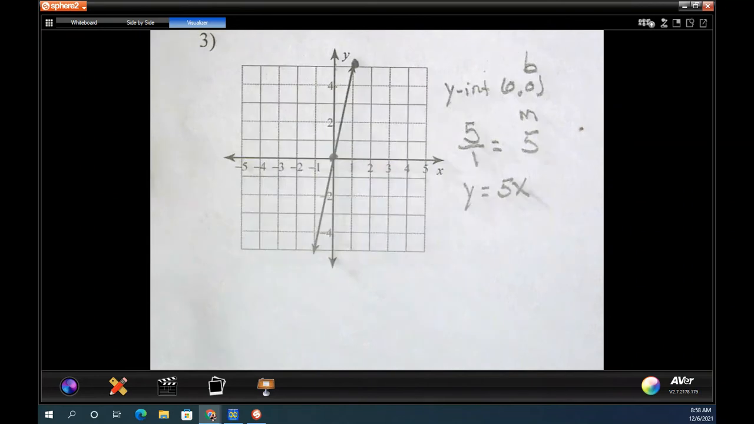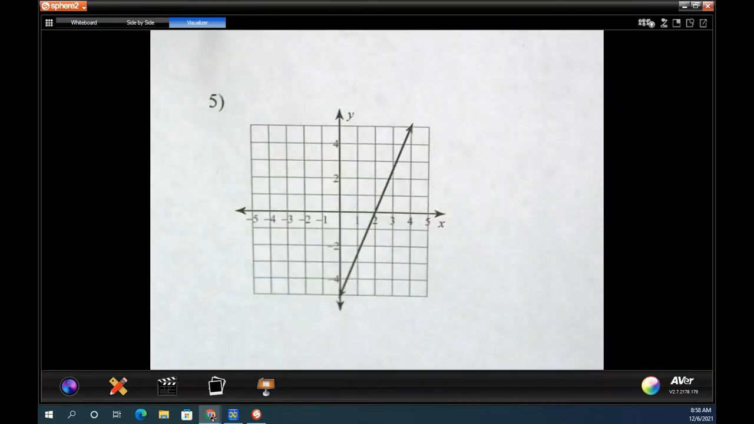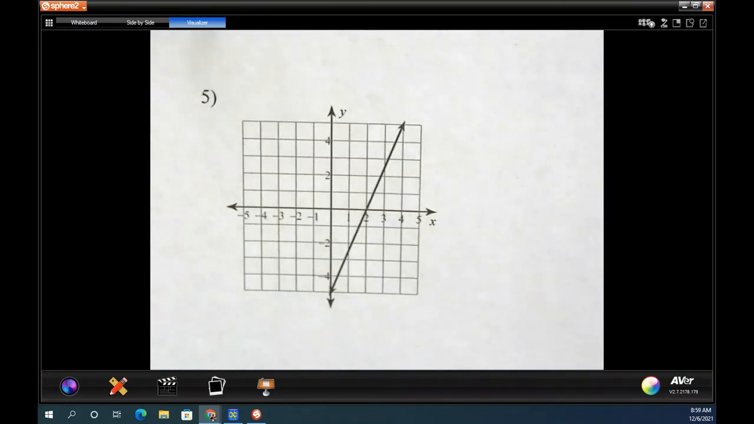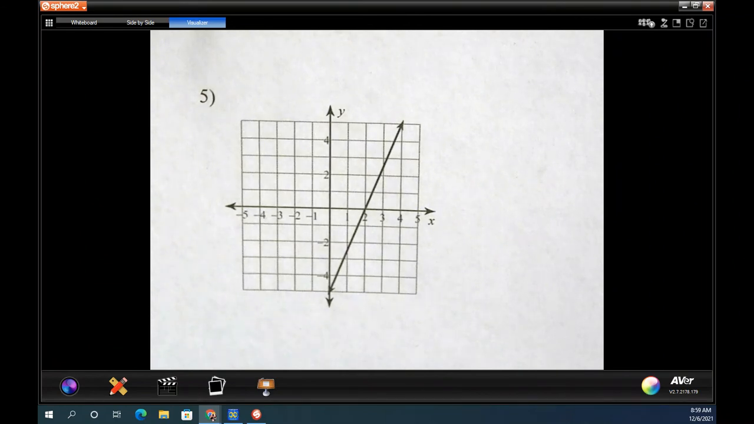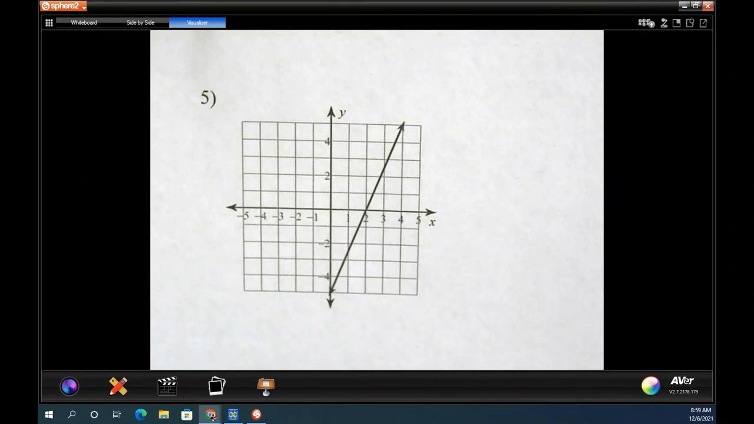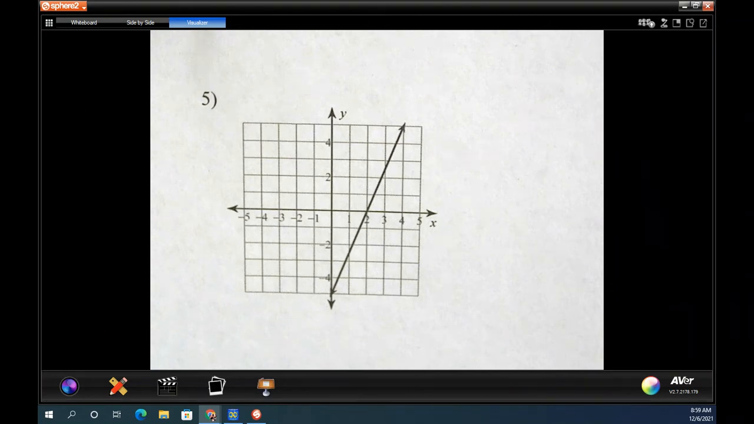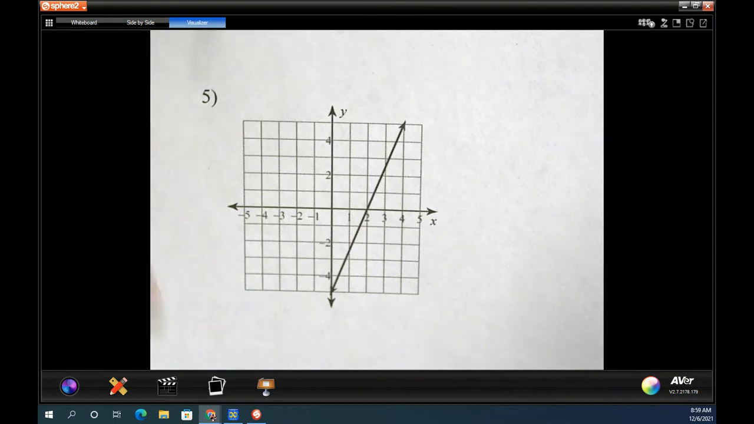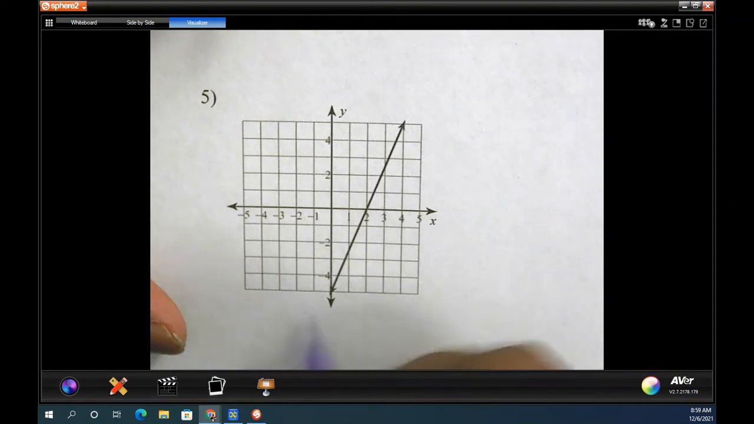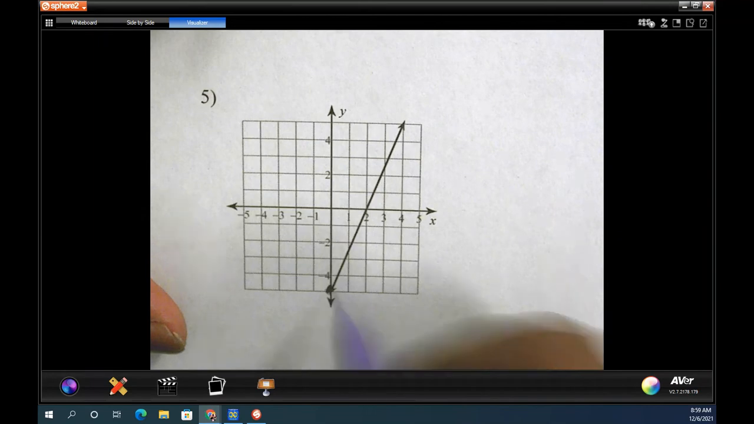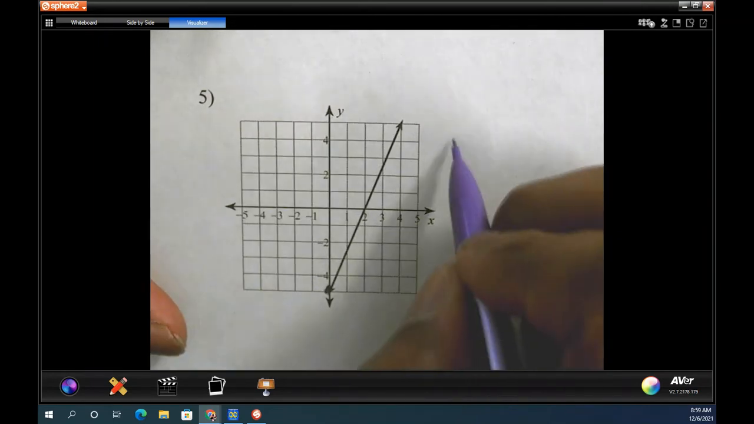Try number 5. Okay, number 5. The y-intercept's right here. (0, negative 5).